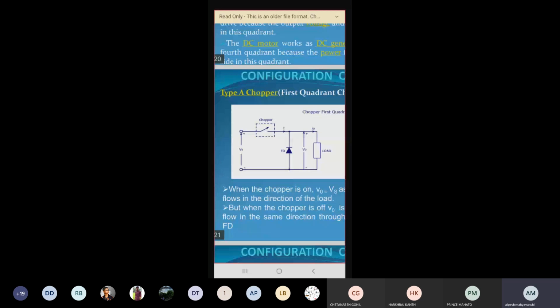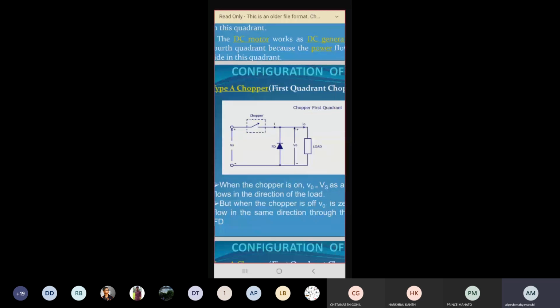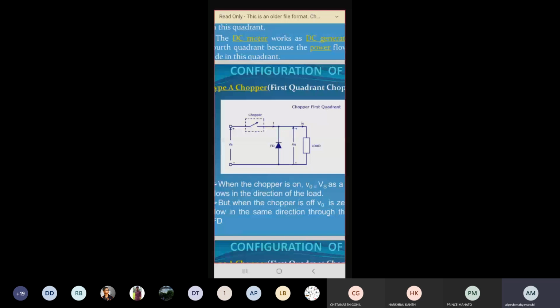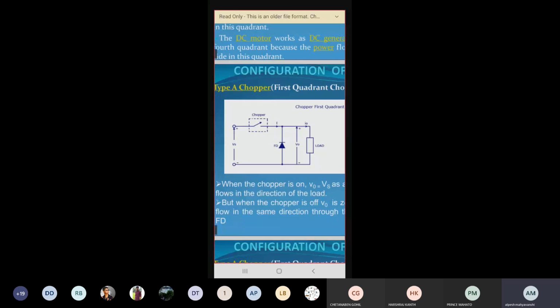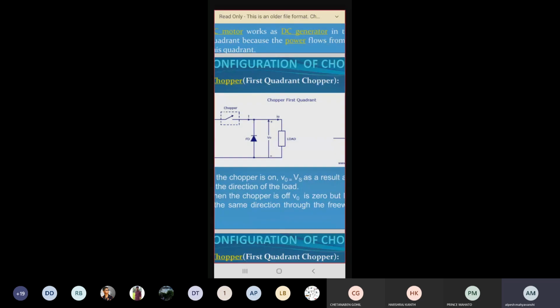Okay, in this circuit we have a chopper, FD, that is the freewheeling diode, and the load. Load is either of R type, L type, or RLE type. Okay, so this is the first quadrant chopper. Type A chopper is also known as the first quadrant chopper because type A chopper always operates in the first quadrant. That's why it is also known as the first quadrant chopper.